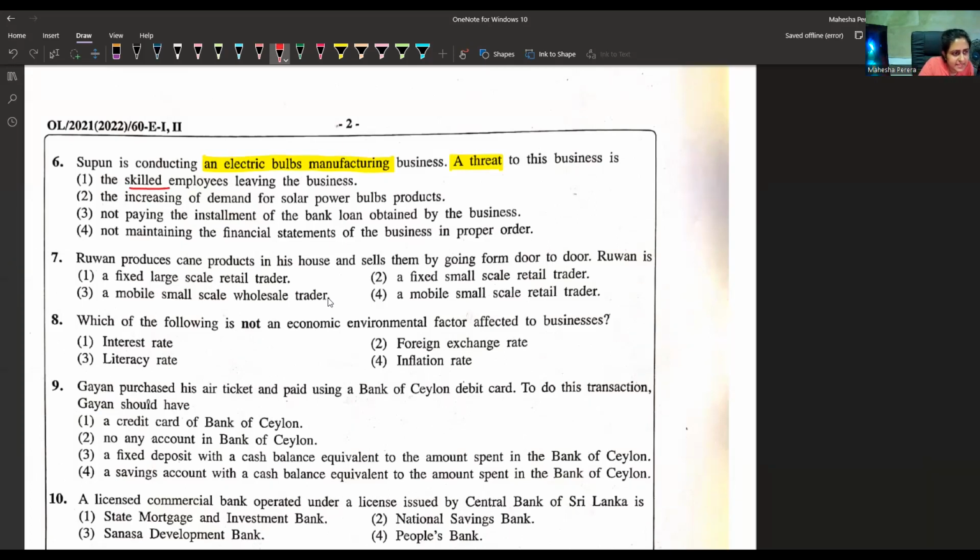Skilled employees leaving the business. Skilled employees are internal factors, no? So they leave the business is like weakness. Definitely it has to be weakness.